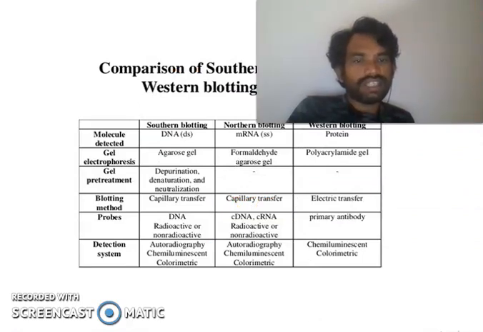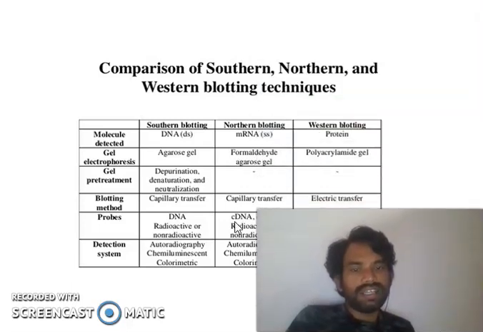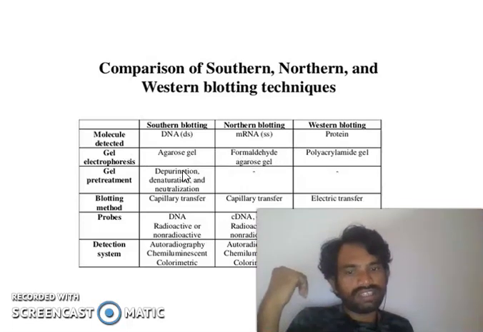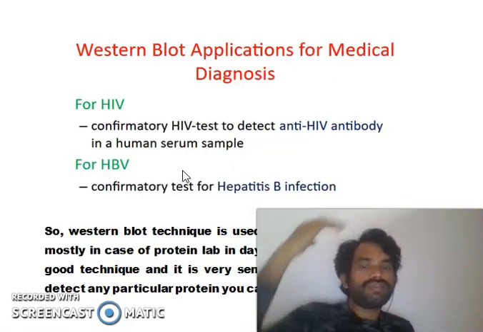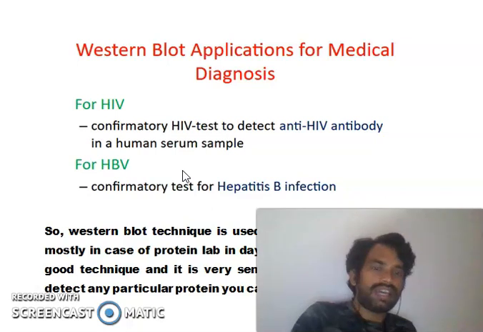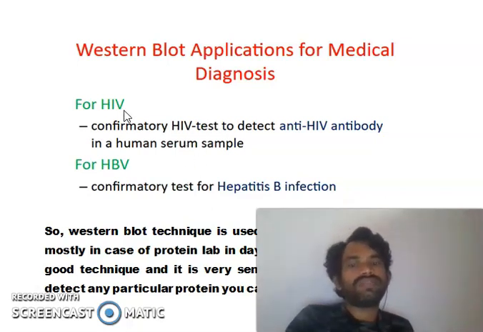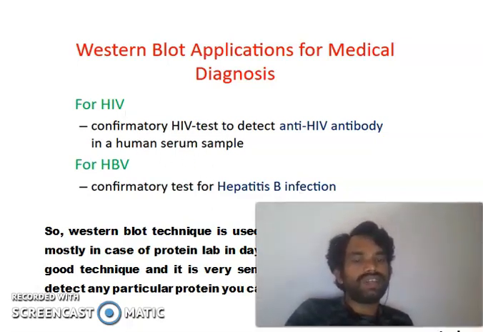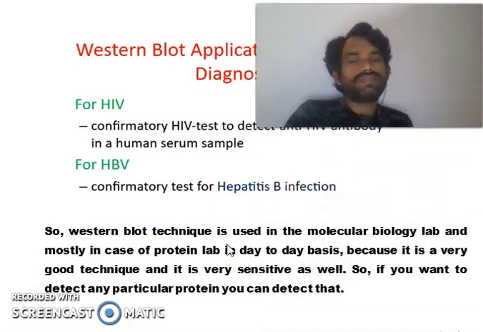You can also see the differentiation between the Western blot technique and others, to remember: a comparison of Southern, Northern and Western blot techniques, used for molecular detection. You can see Southern blotting, Northern blotting, and Western blot techniques used in medical diagnostics. Nowadays they are used as diagnostics for HIV and hepatitis B infections. The Western blot technique is used in molecular biology, and mostly in protein labs today, because it is a very good technique and it is very sensitive as well.